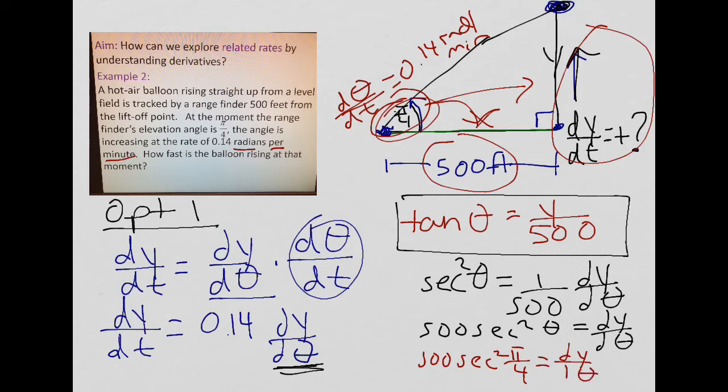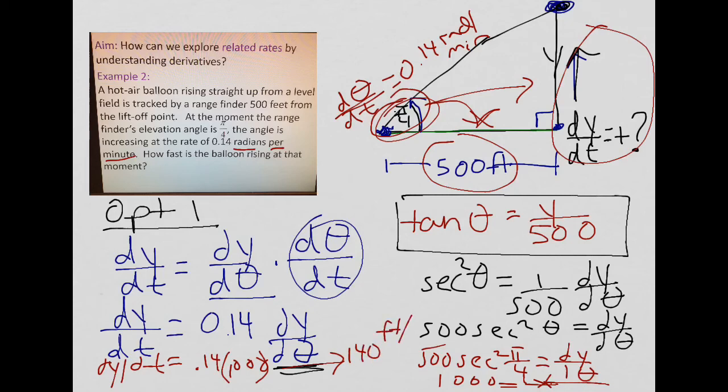So let's think about it. Secant squared of pi over 4 is 1 over cosine squared of pi over 4. Cosine of pi over 4 is 1 over radical 2. If we square it, we get 1/2. And if we take its reciprocal, it's 2. So 2 times 500 is 1,000. I'm writing it, but it's not appearing. dy over d theta. So we're going to plug in 1,000 here, and we find dy over dt to be 140. And this would be in feet per minute because the distance was measured in feet, and as you can see, your rate was in minutes. So this is option 1.